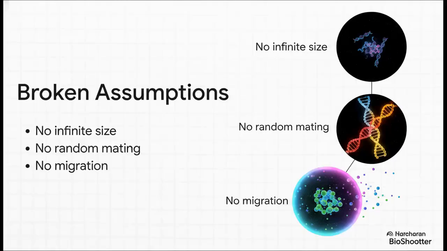First, there's no infinite population size. Founder populations are inherently tiny, meaning fewer chance events dictate allele shifts. Second, there's no random mating. Desperately limited partners encourage continuous, non-random inbreeding. And third, absolutely no migration. Extreme isolation shuts down outside gene flow entirely.